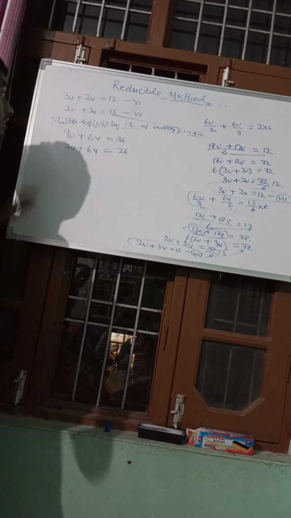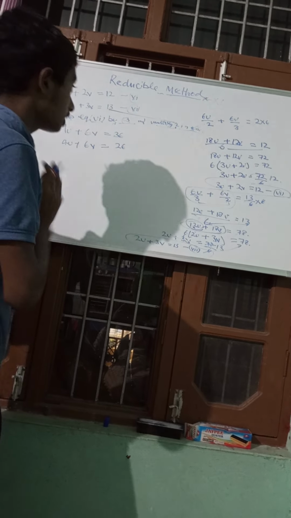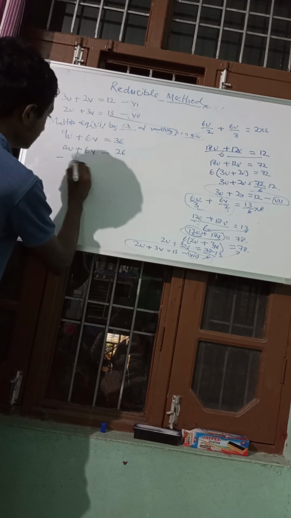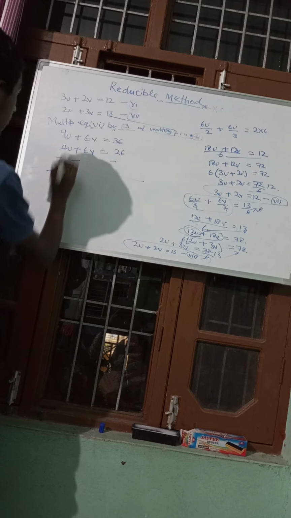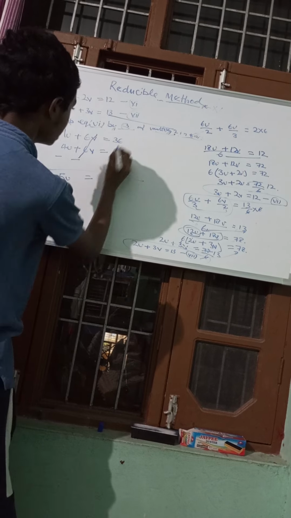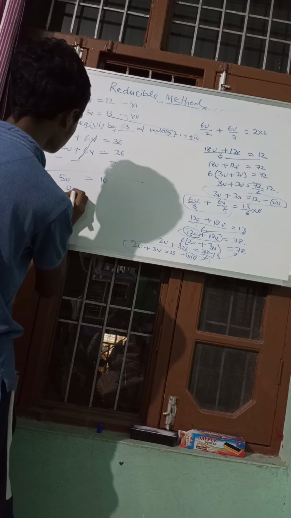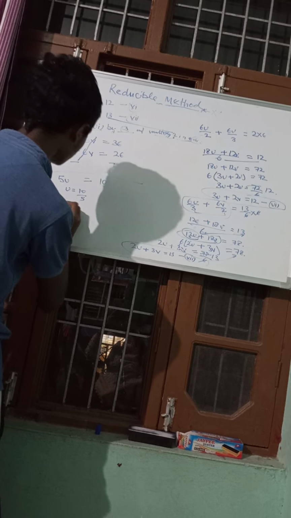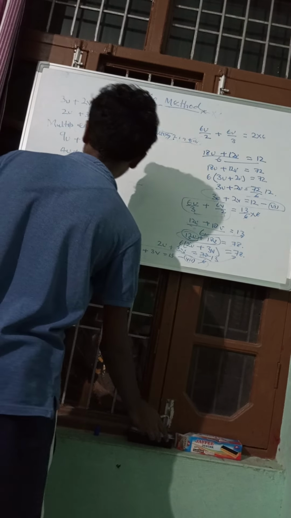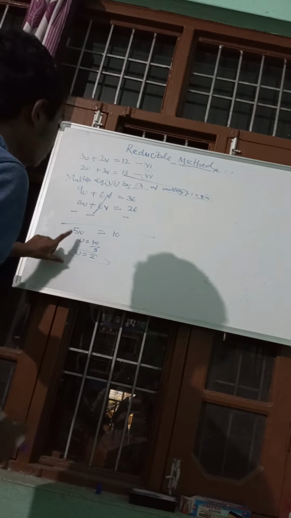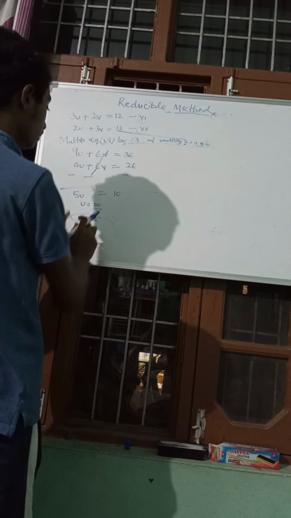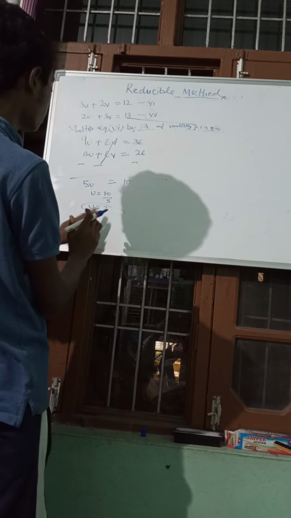And as you know, this is part of the elimination method. In this method we subtract, so the sign will change. So this will be 5u, and this is fully eliminated, and it becomes 10, and u equals 10 upon 5, which equals 2. So our u will be 2, and we have found the value of u. Now we have to find the value of v.